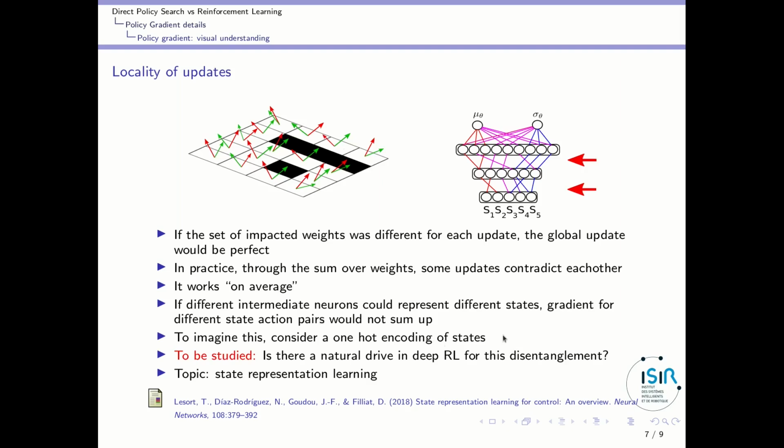So it's interesting, and I'm not sure this has been studied in detail, to figure out whether, when we are performing reinforcement learning on a neural network, there is a natural drive in the backpropagation to obtain disentangled updates so that the gradients tend not to cancel each other. And the topic behind having separate representations for the different states and actions so that the different updates do not contradict each other is related a lot to state representation learning, and you have a survey about state representation learning here.